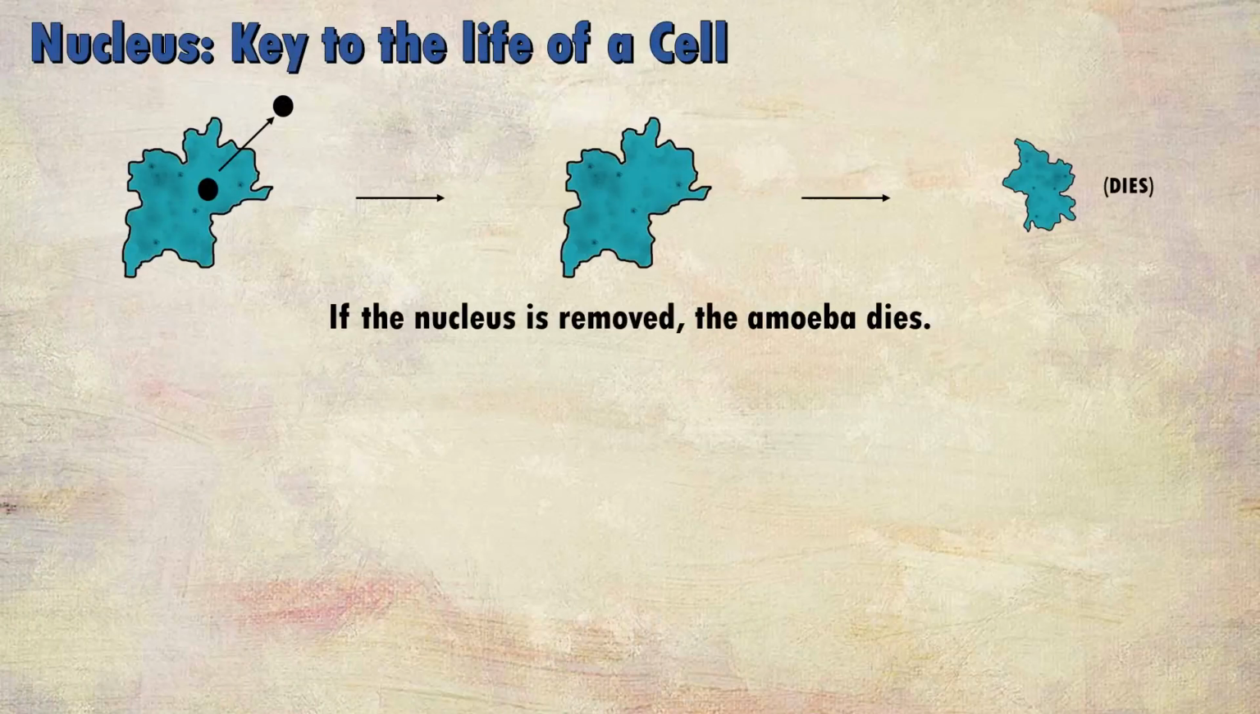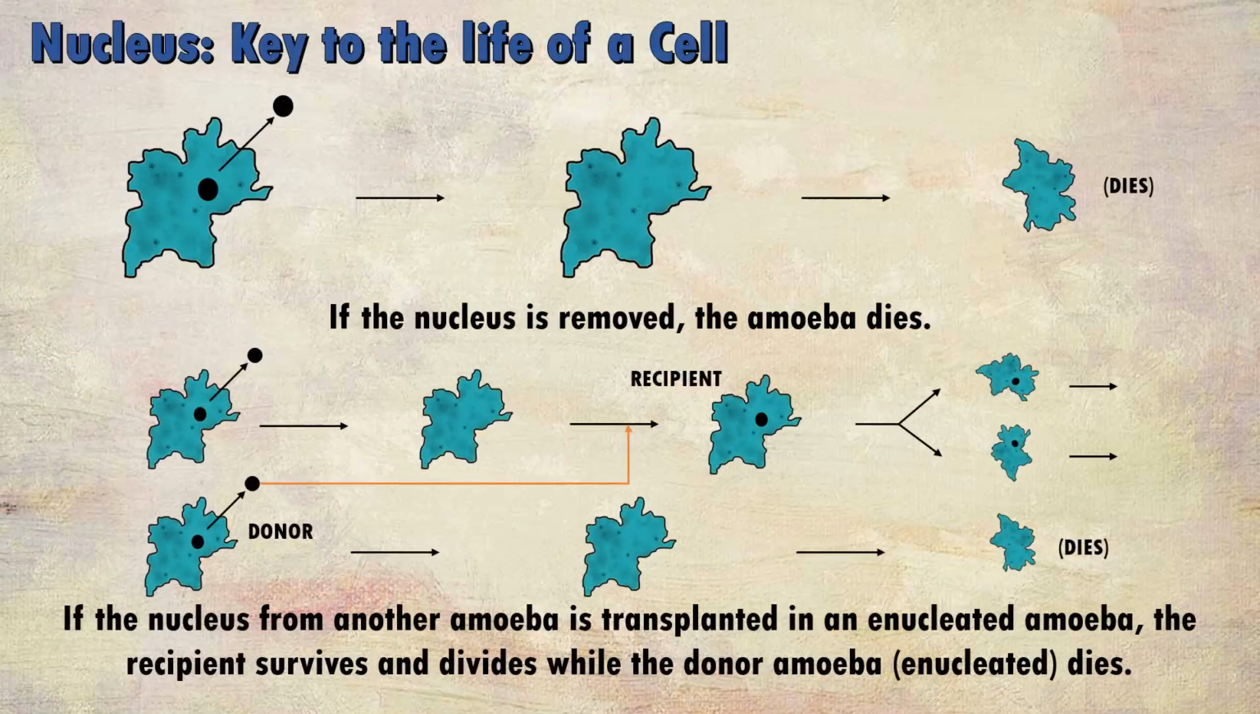Next, let's take two amoeba cells and remove the nucleus from both the cells. Now, if the nucleus from the second amoeba is transplanted in the enucleated amoeba, the recipient survives and divides, while the donor amoeba, which is now the enucleated one, dies.